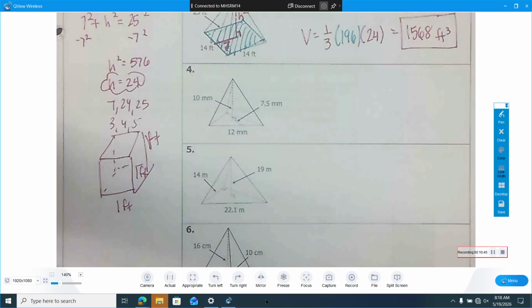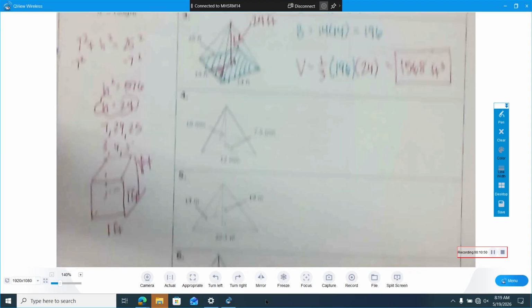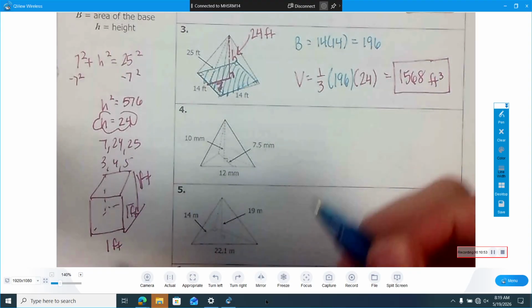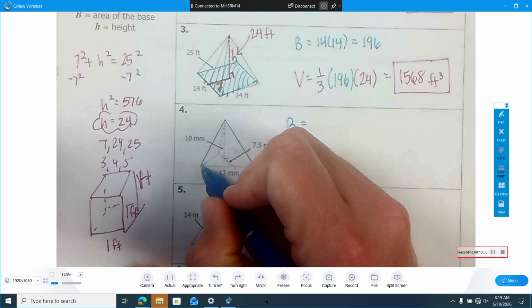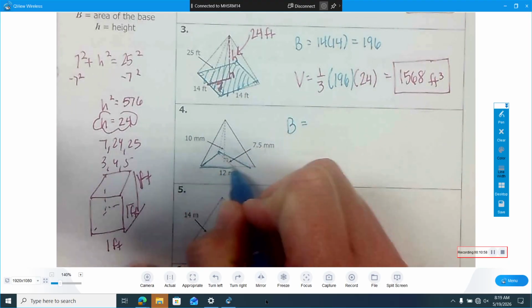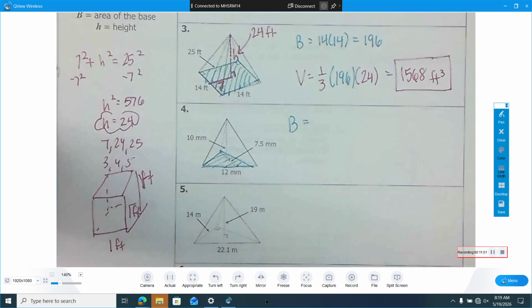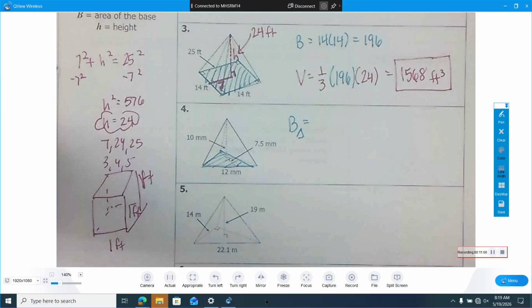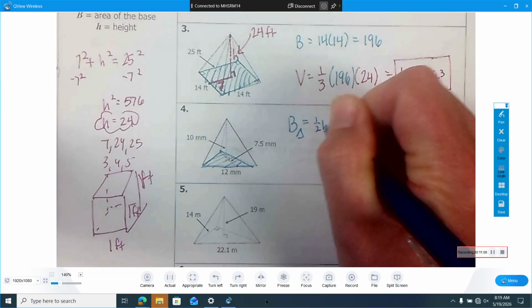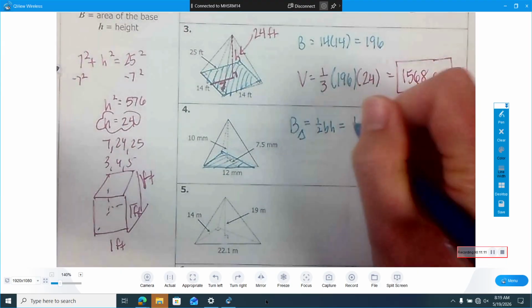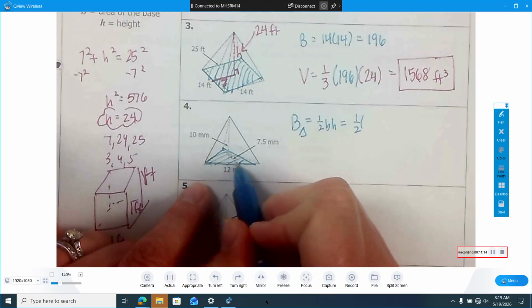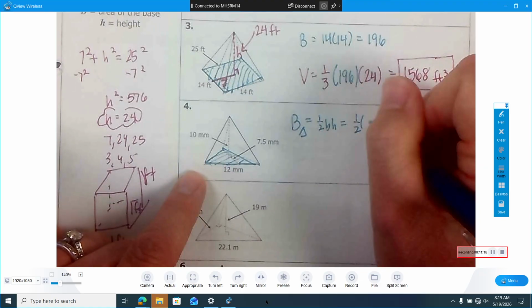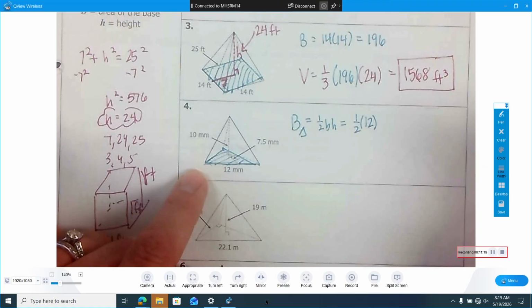Okay, let's look at number 4. This is a triangular-based pyramid. Triangle base, so once again, same formula. I need to find the area of my base, and I can see all my information on my base right here. What shape is the base? Triangle. And what's the formula for a triangle? 1/2 base times height. And so we have a 1/2, and then our base is 12 millimeters. And what's our height of our bottom triangle? 7.5, yes.